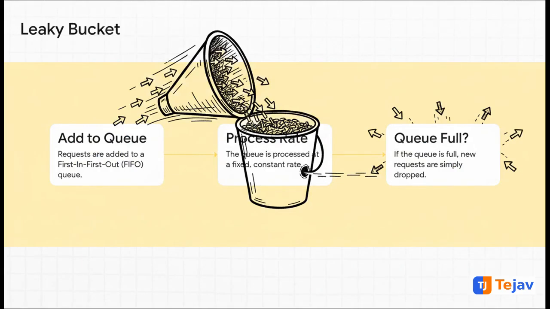Now there's a close cousin called the Leaky Bucket. It's a bit different. With this one, requests get put into a queue, kind of like a line at the bank, and they're processed at a fixed, constant speed, one by one. Think of it like water dripping from a leaky bucket. It's always a steady drip, no matter how much water you pour in at the top. If the queue gets full, new requests are just turned away. This is perfect when you need to smooth out spiky traffic into a predictable, steady stream.